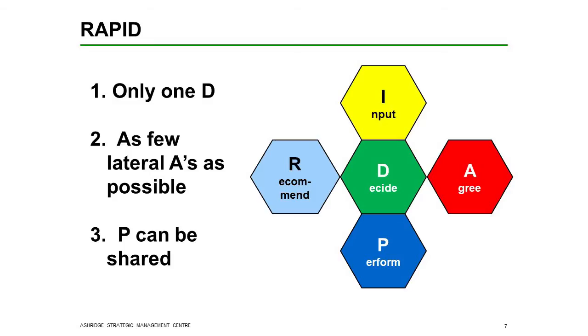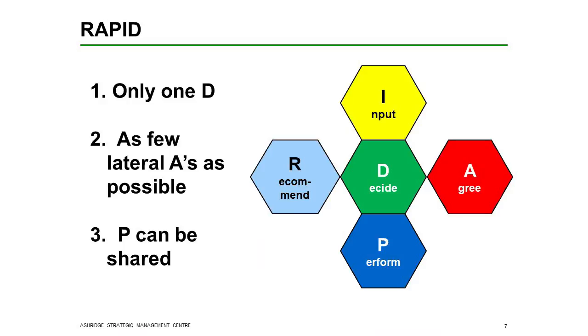So you've got somebody, the P, who's going to have to do something as a result of the decision. And you've got the I, somebody who's going to have to give some input as a result of the decision. And then you've got the R, somebody who's going to be making a recommendation, who's maybe going to be championing one solution, but isn't the ultimate decider.